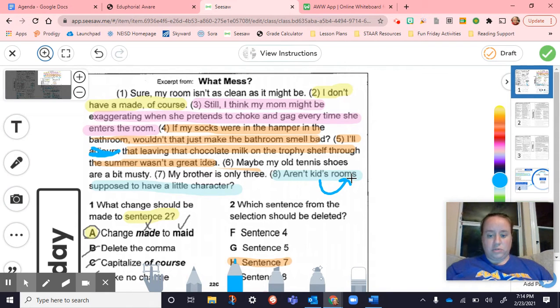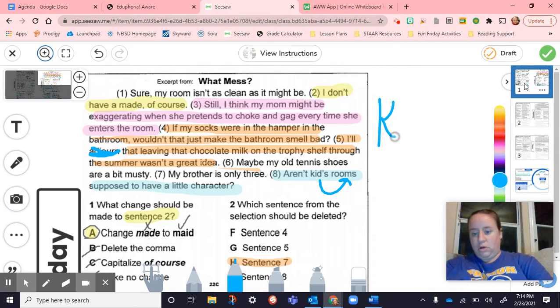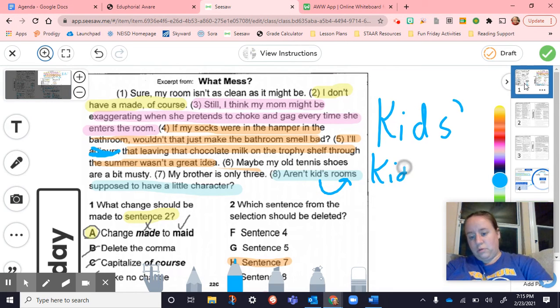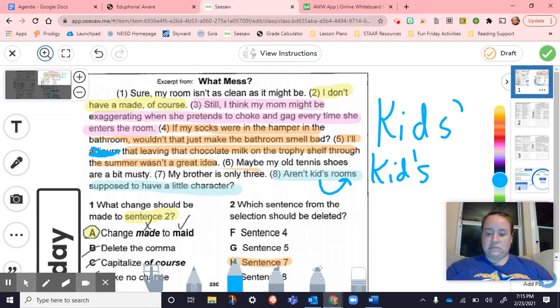So that apostrophe is there to show that that belongs to the kids. But we decided that they were talking about multiple kids. So when you have multiple kids, you need to put kids as plural, and then the apostrophe goes on the outside. If it's just like the kid's room, like you're just talking about one kid, then it would be apostrophe S. But if you're talking about more than one kid, like he's talking about all kids, we put the S to show that we're talking about all, or more than one. So make that plural, and the apostrophe goes on the outside.